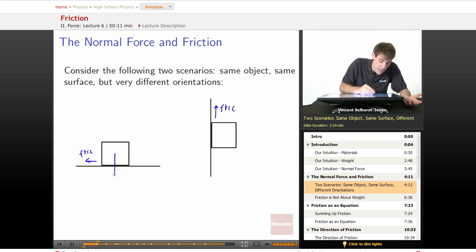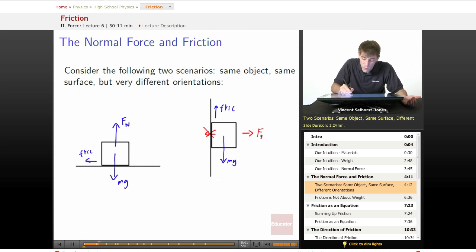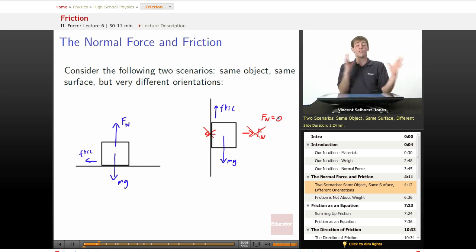Why is that? That's because this one has mg down here, and so the pressure is the normal force. It's got force normal pushing that amount. How much does this one on the right? How much is the force normal? So we've got mg down here, but there's nothing this way, so our normal force is going to be Fn equals 0. There's no pressure, there's no interaction, there's nothing holding it against the wall to cause friction to happen.